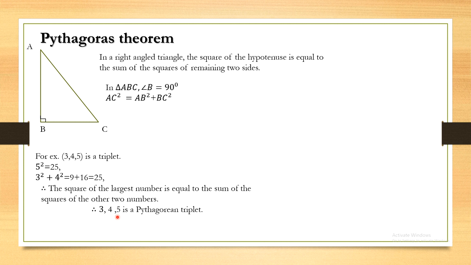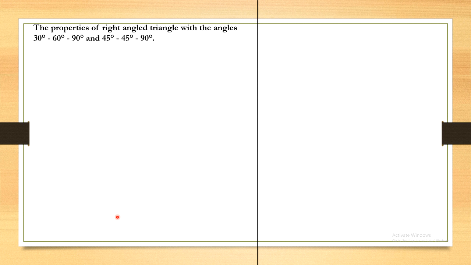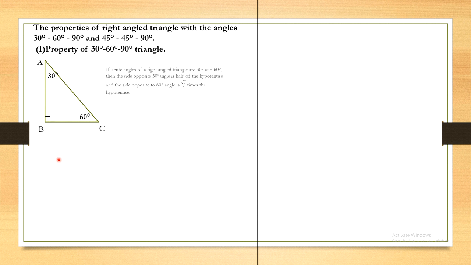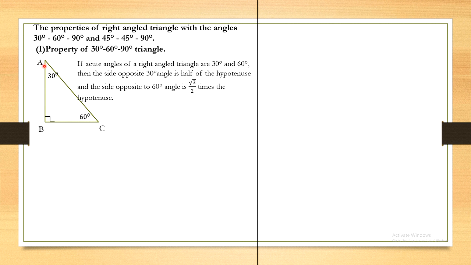Now let's recall another property: the property of the 30, 60, 90 degree triangle. Suppose that triangle ABC is given. Angle B is 90 degrees, angle A is 30 degrees, angle C is 60 degrees. So we know that the side opposite 30 degrees, that means BC, is half of AC, the hypotenuse. And the side opposite 60 degrees, that is AB, is root 3 by 2 times the hypotenuse, that is AC. Now let's apply this property in one example.